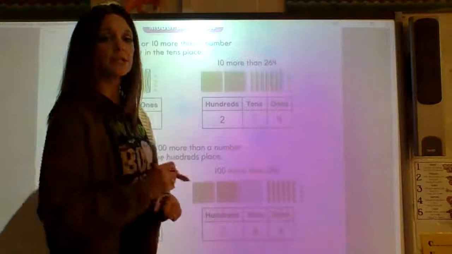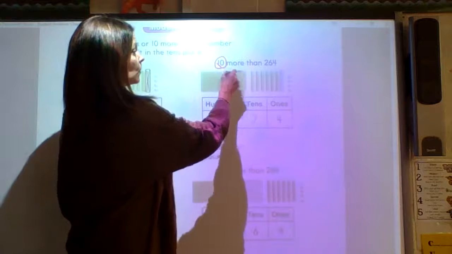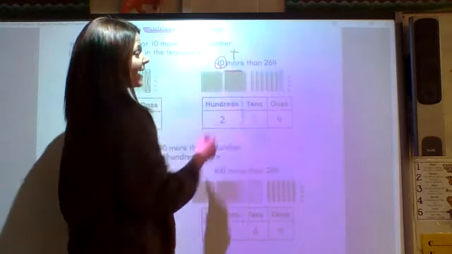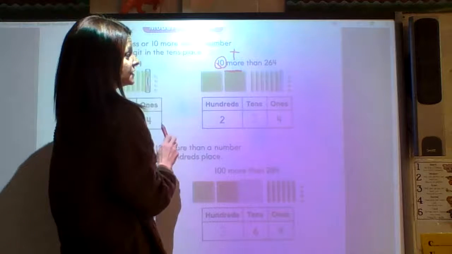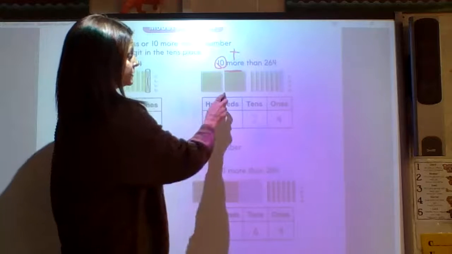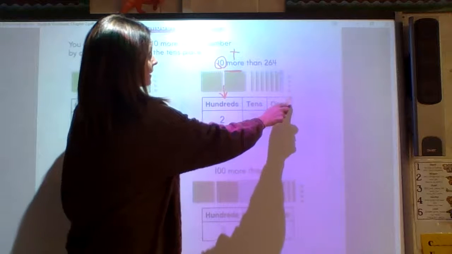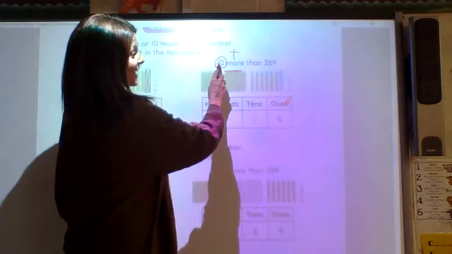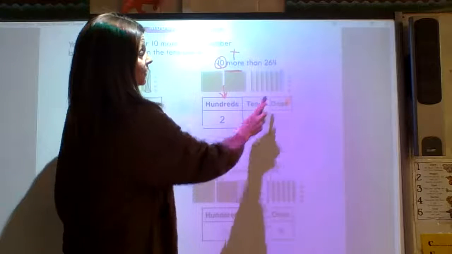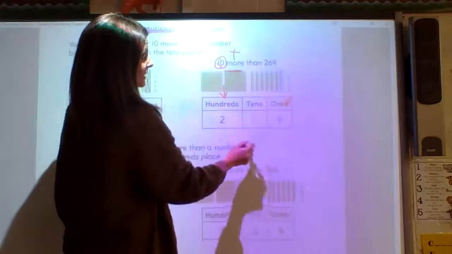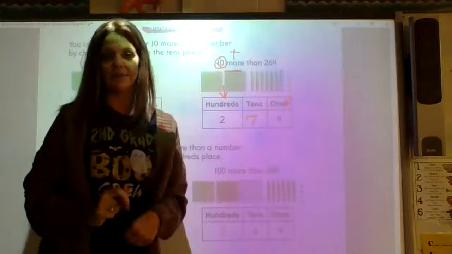So let's look next door. We're looking at 10 more, and I know more means to add. So 10 more than 264, my hundreds stay the same. My ones stay the same, but my tens are going to add on. So I added a 10, and my 264 turns into 274.